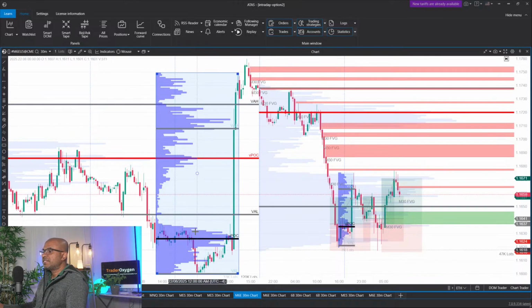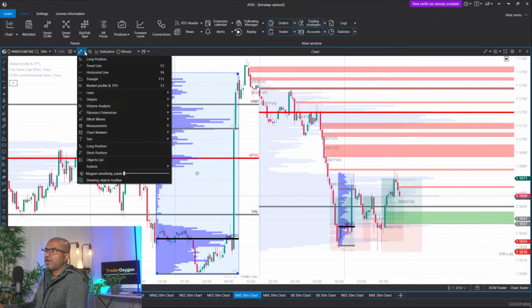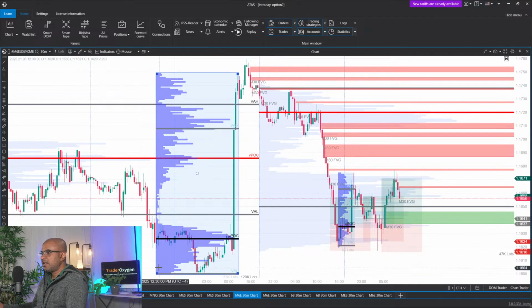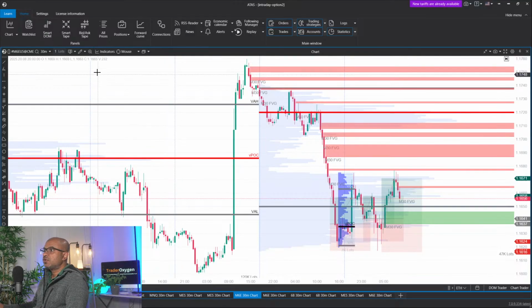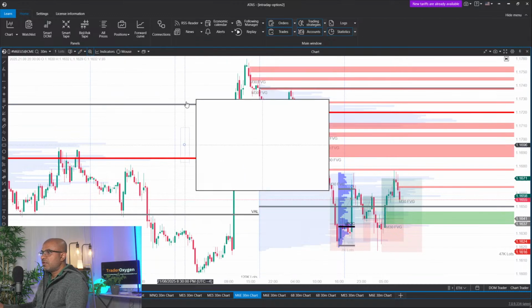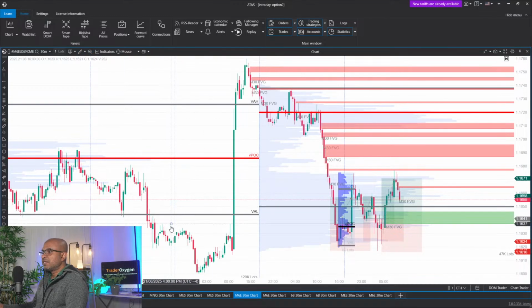You can see we draw this using the fixed range volume profile tool. You can use these tools, volume analysis, and then the market profile TPO. This is a fixed range one. You can use the first one, and once you draw it, let me show it to you guys. If I delete it and show it to you again, volume analysis, market profile, I click on this one, and you can see the range build up.